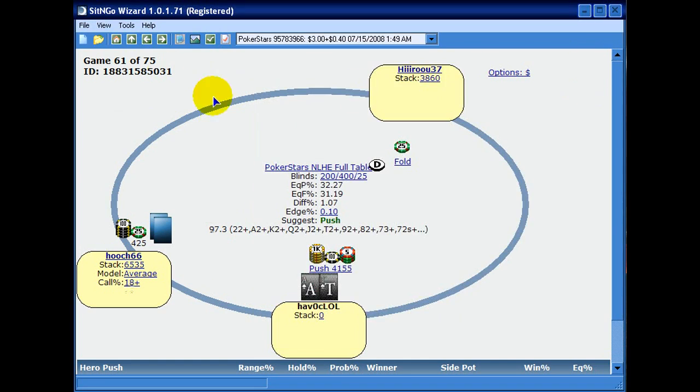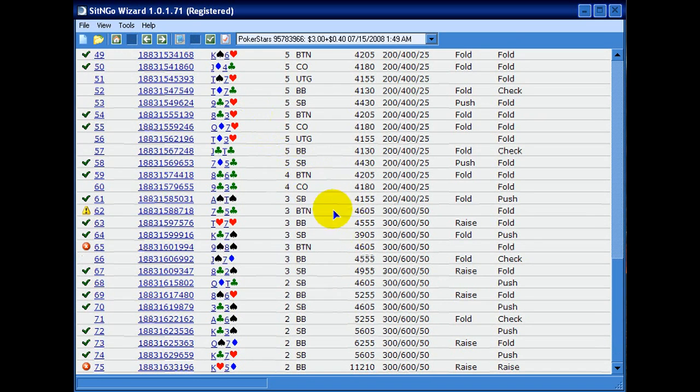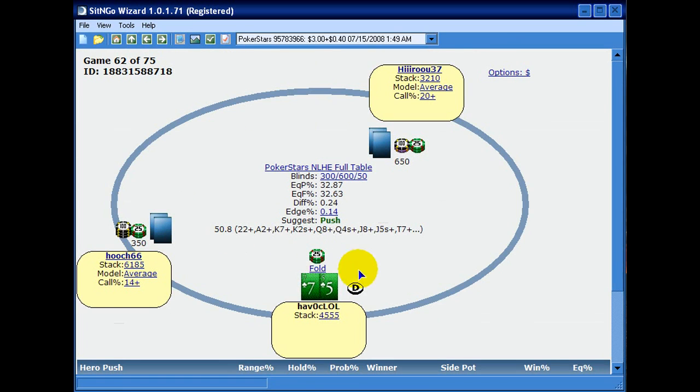And yep, okay. So first wrong one here. 7-5 suited, and it tells us to push this, but these are obviously very wrong. He's a regular, so he's calling us very loose. 40% is about right, and Hooch here is probably 14%, so 4s plus, ace 8 offsuit plus, and ace 4 suited plus.